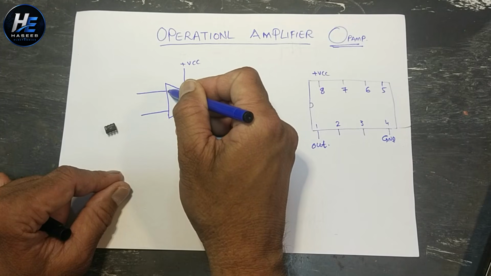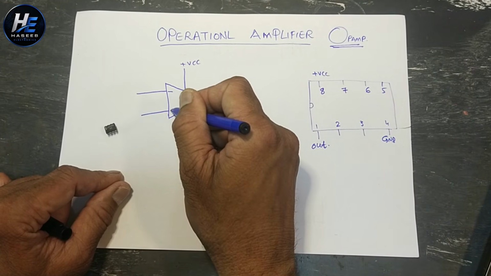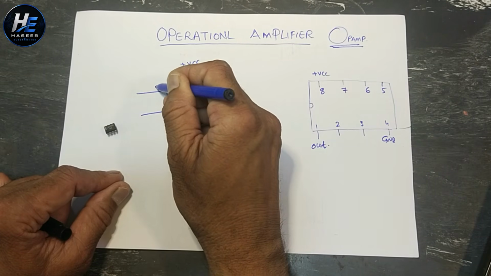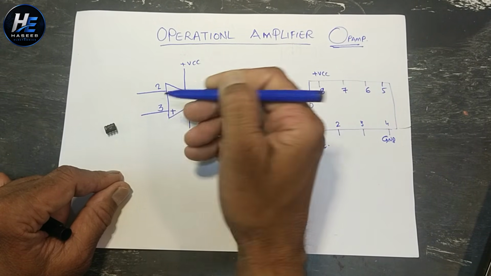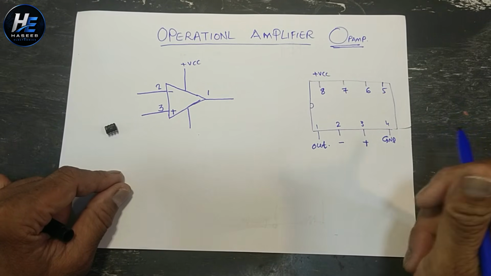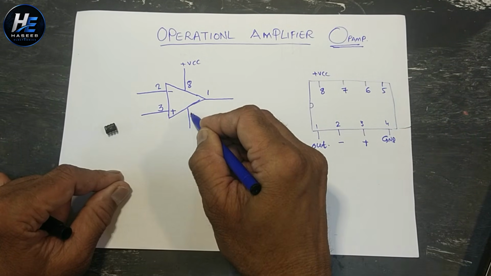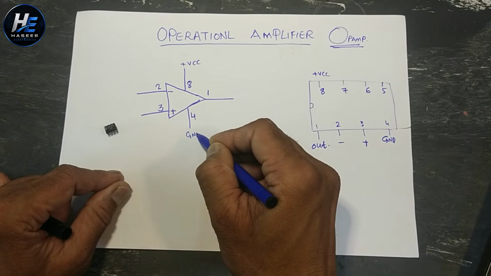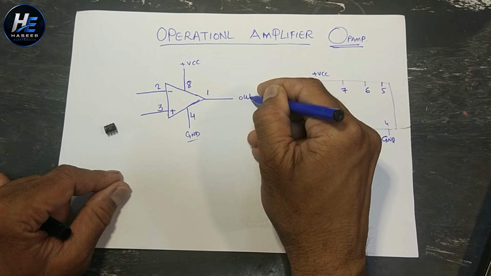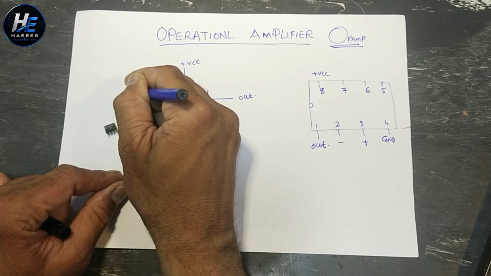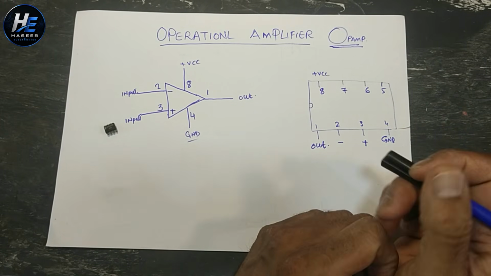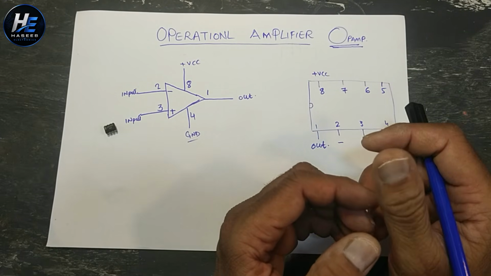Here is inverting input, non-inverting input. Inverting is pin 2, non-inverting pin 3. These are input signals. Pin 8, pin 4, ground. This time we will use only one power supply. This output, this input. Operational amplifier. Basically, it is a difference amplifier.